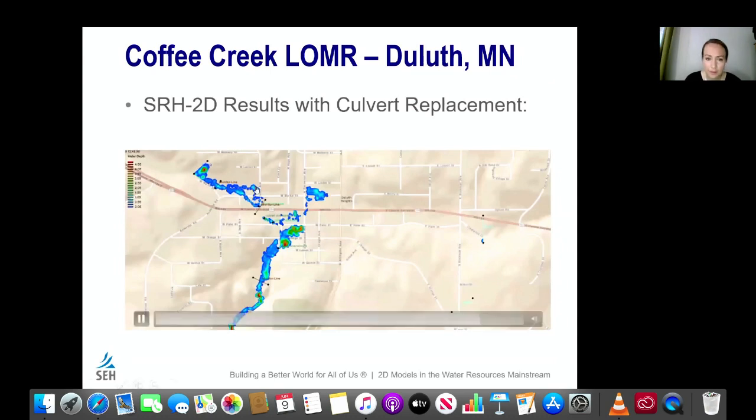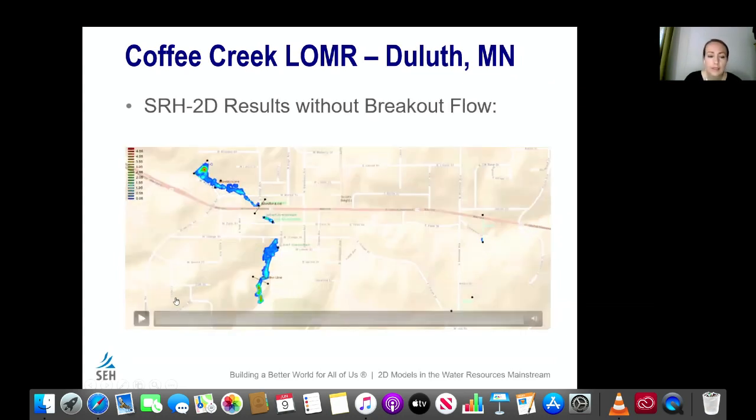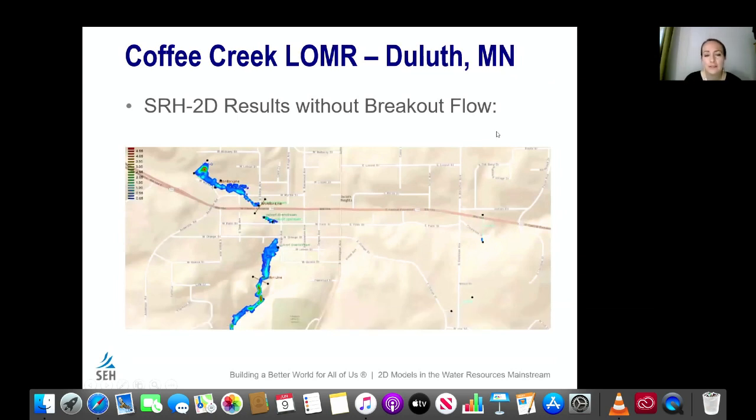But the 2D model showed us that it wasn't all about the headwater elevation at this point. There was this secondary path that allowed water to get out of Coffee Creek and flow down the roadway. So we used SRH 2D to properly size the culvert, to be sure that we were going to be able to convey all of the 100-year flow for Coffee Creek downstream and keep it within the Coffee Creek watershed. But if we had relied just on the 1D modeling to make a recommendation for that culvert size, it would have underestimated the size that was needed.